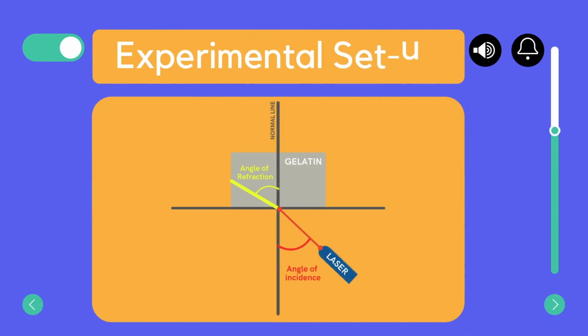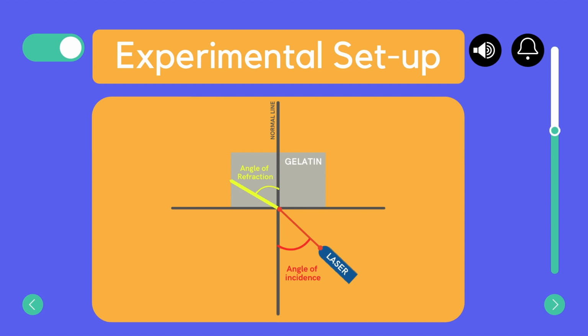Here presented is the experimental setup used for this study. As shown, the researchers will be utilizing a laser and gelatin. The laser will be placed at a certain angle, also known as the angle of incidence. This is the angle between the laser and the normal line.